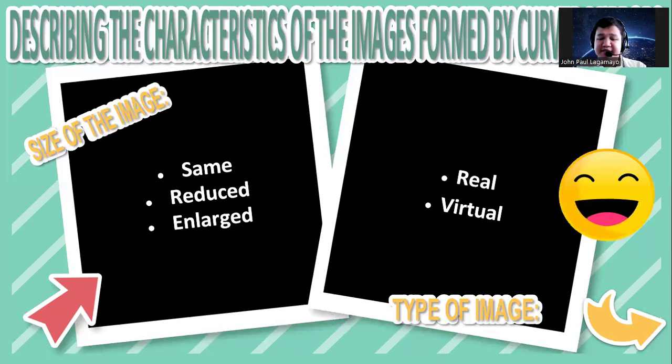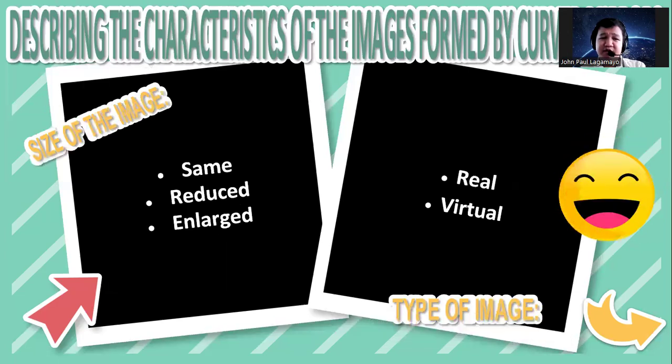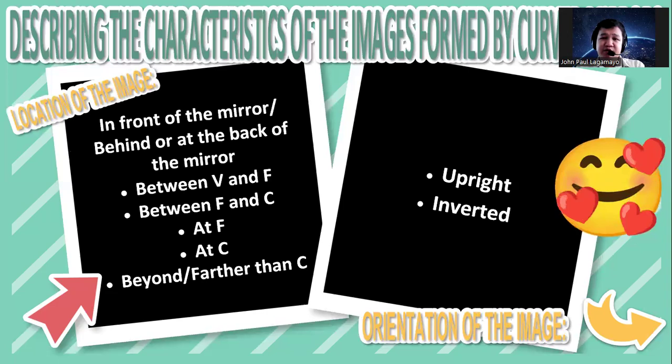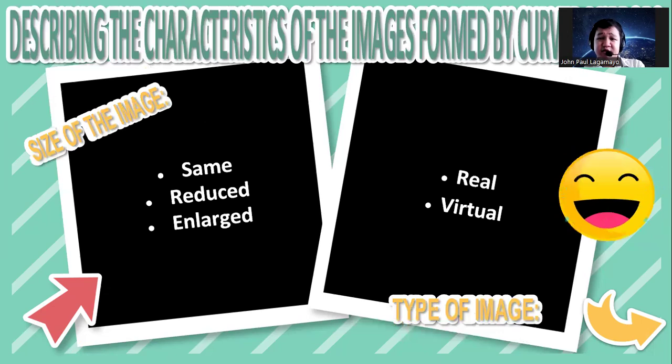Right, so that is commonly what we call the LOST: letter L is the location of the image, letter O is the orientation of the image, letter S is the size of the image, and letter T is the type of the image. That is why we call it LOST. So through those, we have this kind of answers given on the slide presentation. The image is between F and C in terms of its location; for orientation, whether it is upright or inverted, enlarged or not; and then of course the type of the image, whether real or virtual. So those are some of the image characteristics.